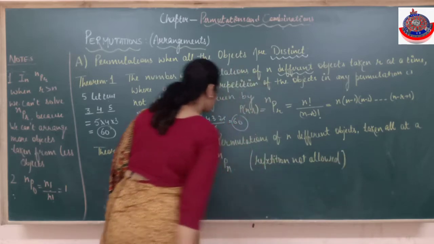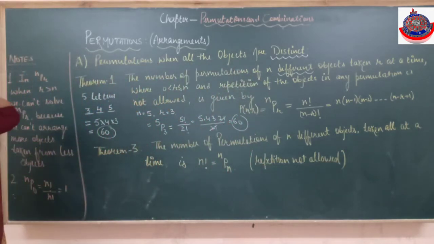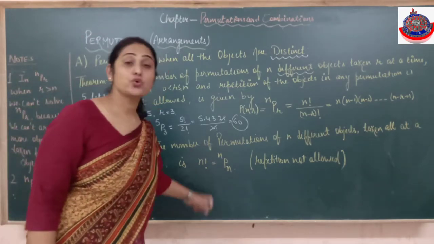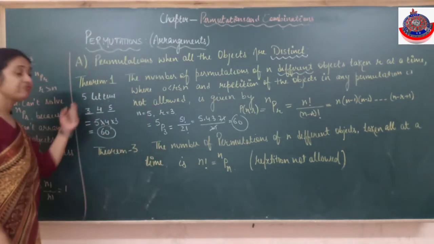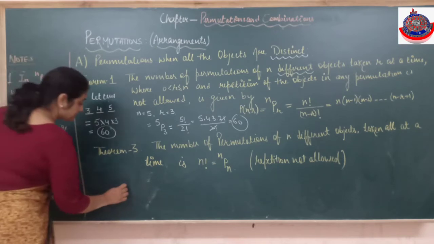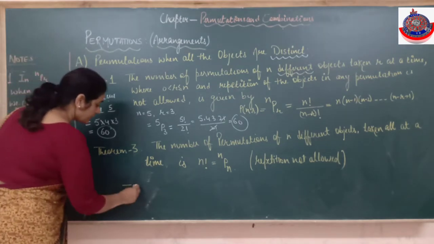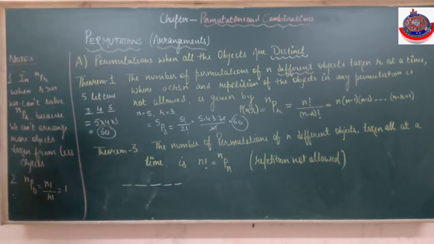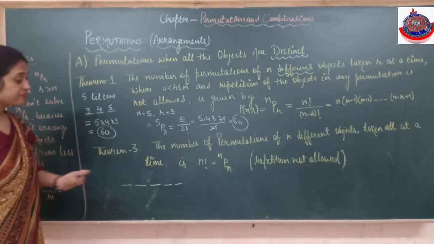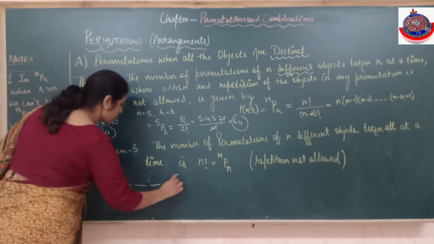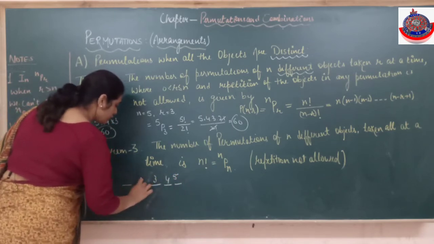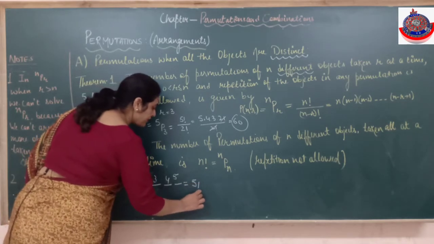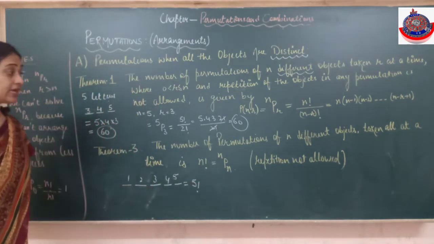I said the number of permutations of n different objects taken all at a time is n factorial. That means I have 5 places, 1, 2, 3, 4, 5. Clear? There are 5 places, 5 letters, and all 5 places have to be filled. Repetition is not allowed. 5, 4, 3, 2, 1. So that will be 5 into 4 into 3 into 2 into 1, that is 5 factorial. That's n factorial. Is it clear?